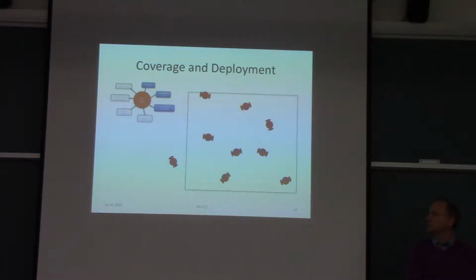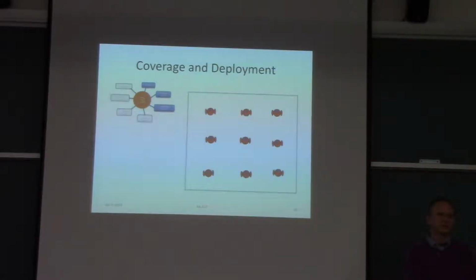So you have some environment that you want the robots to collectively monitor. How do you get them to agree to order themselves in a way like this so that every piece of the environment is being seen?